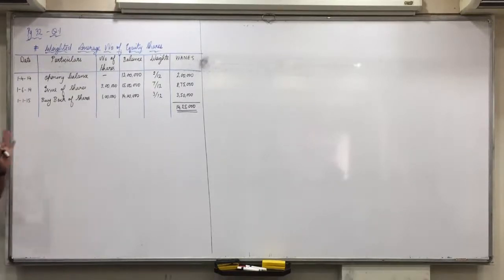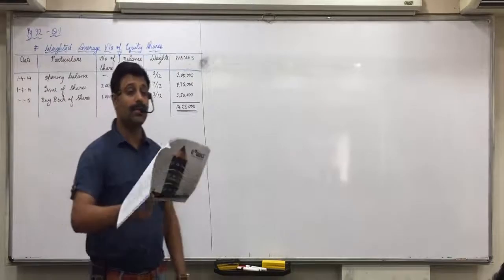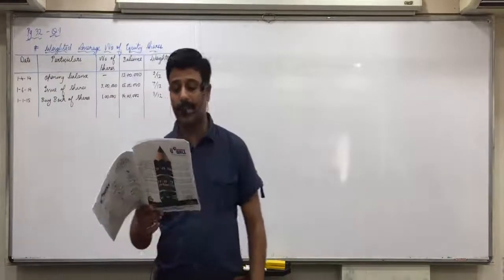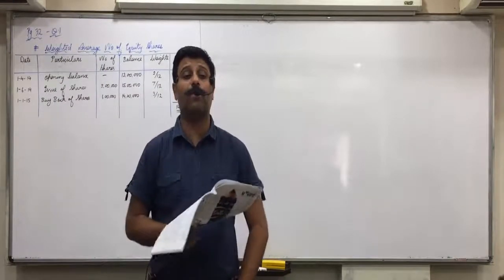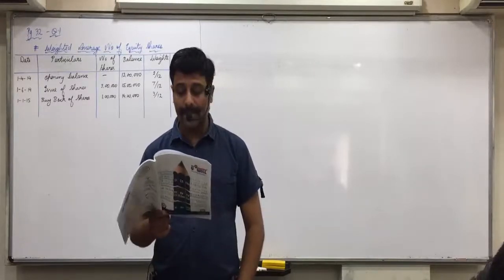So the solution is over. This will be the workings when we do the main questions of EPS. Right now we are just understanding how to find weights. Look at question number 2. Niagara Limited had 2,400 equity shares outstanding on 1/4/14. So what will you take this as? Opening balance.